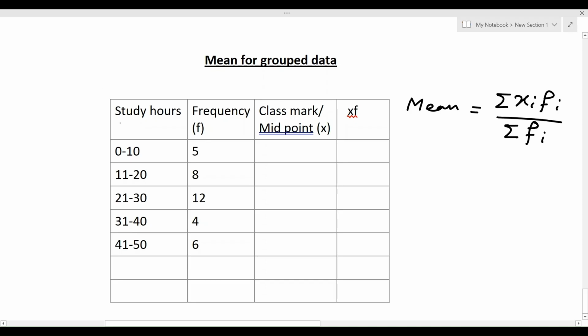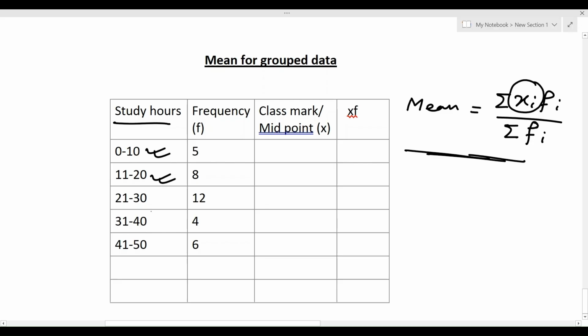So here our data is grouped into study hours, and we have to calculate the mean of this data. From the previous video, we know that mean is equal to summation of xi fi by summation of fi. This is the formula for the mean. Here in this grouped data set, the xi's are nothing but the midpoint of each of the classes.